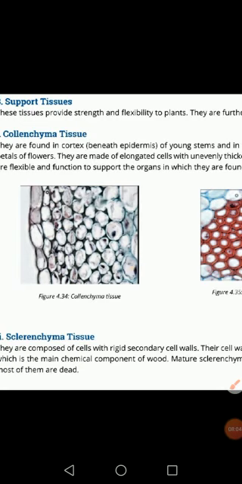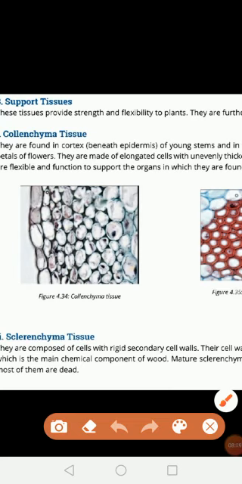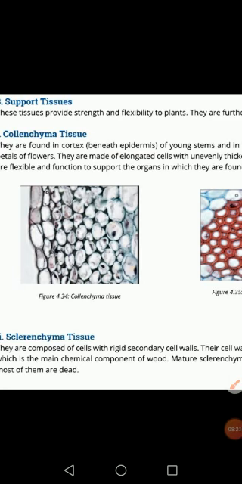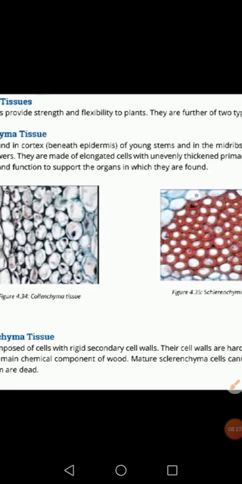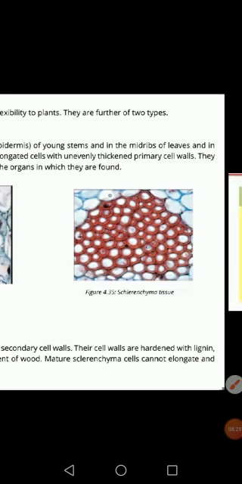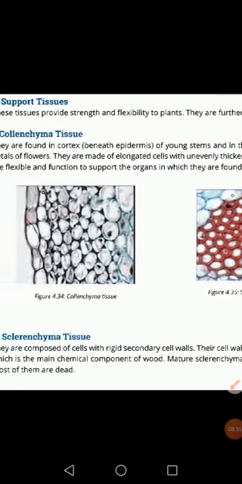Collenchyma tissues, first of all, the location where they are found is the cortex. Cortex is a layer beneath the epidermis of the plant. Epidermis is the outermost layer, and beneath it there is a layer which is called the cortex. So collenchyma tissues are present in the cortex of young stems, in the midribs of leaves, and in the petals of flowers.